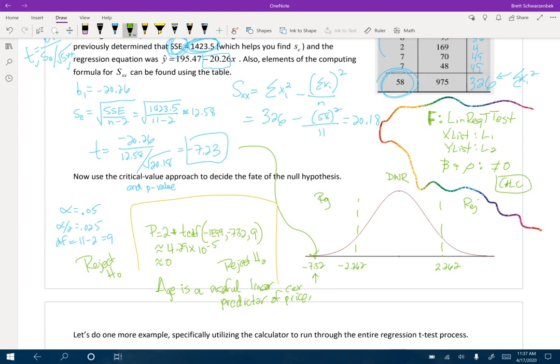So it's an alternative to running the linreg. You can actually run the linreg command, or just the test, and get all that information the same way. But that is how you run the test on your calculator.